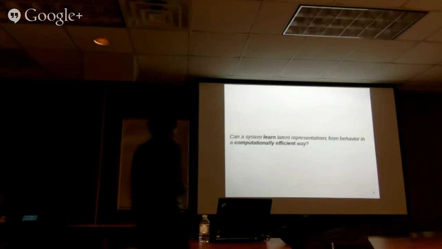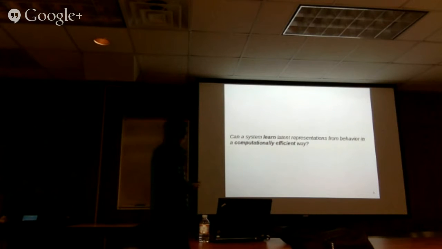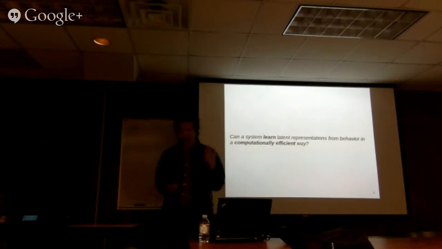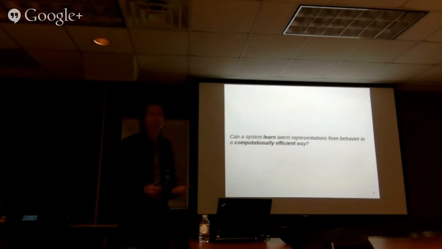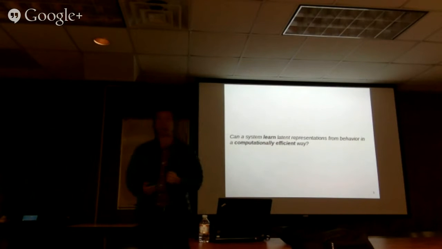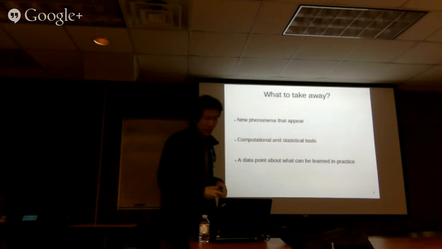So one way you can think about the work I'm going to present is from this following question. Can a system learn linear representations from behavior in a computationally efficient way? And the things I bolded are the two things I tend to think a lot about. Learning from examples and what does it mean, when can you do it, and also an eye for computation, because real systems have to be reasonably fast.